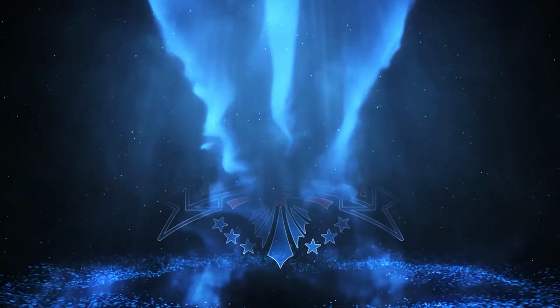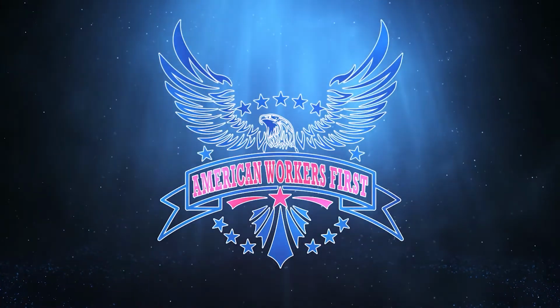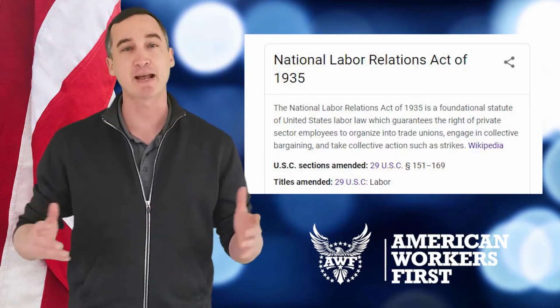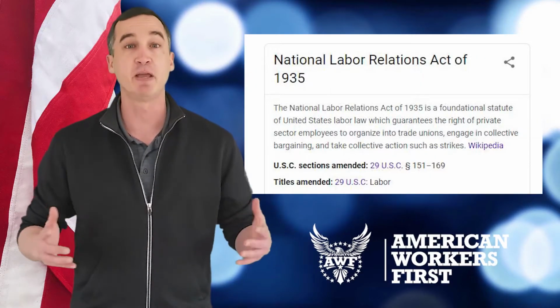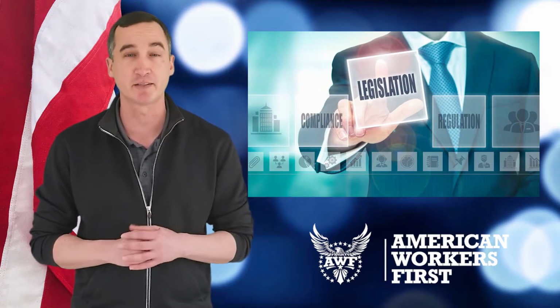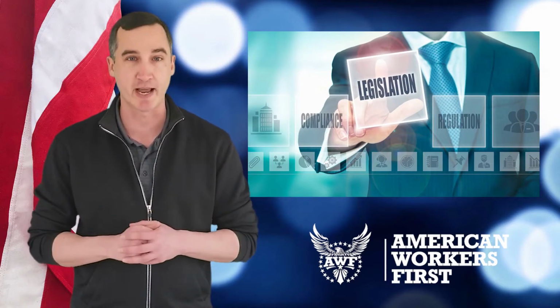Today we're talking about what is the National Labor Relations Act. The National Labor Relations Act of 1935, also called the Wagner Act, is the Magna Carta of American labor legislation. The main purpose of the act was to establish legal rights of workers to organize, join unions, and bargain collectively with their employer while also creating the National Labor Relations Board.